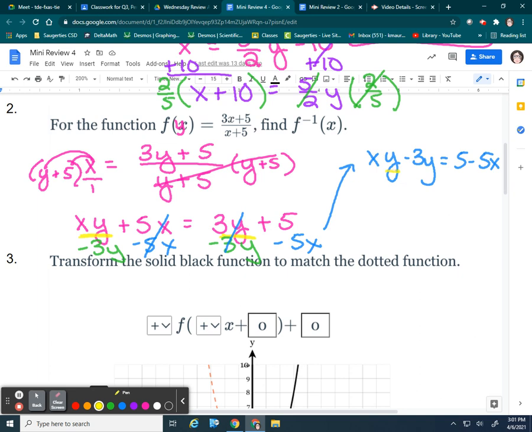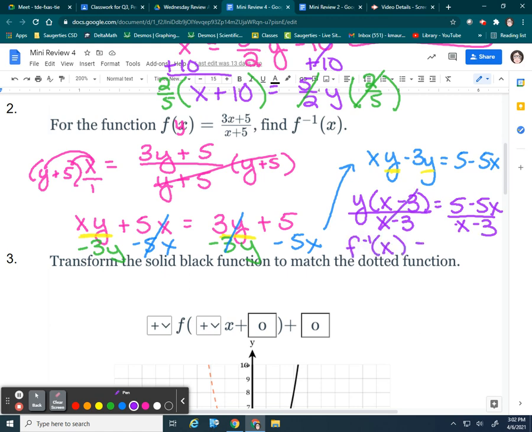On the left-hand side, both of these terms have y in them. So I'm going to take the y out like it's a GCF. And then my last step is I divide by x minus 3. And that lets me isolate the y. So inverse function of x equals 5 minus 5x over x minus 3.